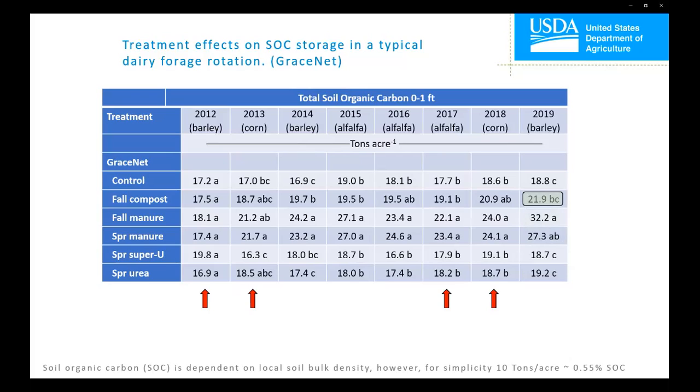Similarly, by 2019, the average soil organic carbon under the fall compost application was numerically between the spring manure and control treatments, but not significantly different from either. So it is inconclusive what effect fall compost application had on soil organic carbon accumulation. Let's move on and see how much soil organic carbon is changing per year on average in this dairy forage rotation.